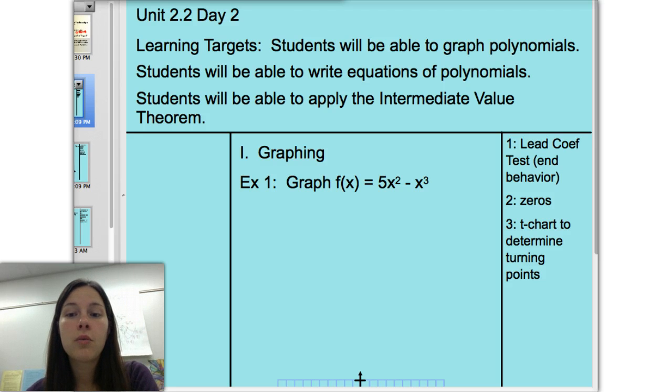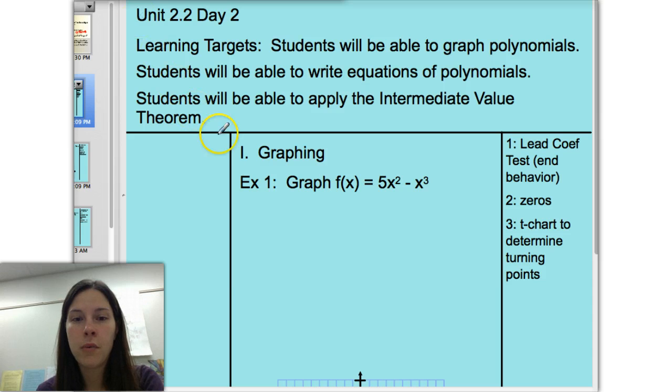The first graph we're going to start with is 5x squared minus x cubed. Step 1 for graphing is the leading coefficient test, or determining the end behavior. You should know kind of what your graph will look like before you put it on the graph, so that if you made a mistake somewhere when you go to graph it, you can know if it looks right or if you need to go back and check your work somewhere. So step 1, instead of writing out the as x approaches negative infinity, that's not going to be as helpful for graphing purposes as just sketching what the graph should look like.